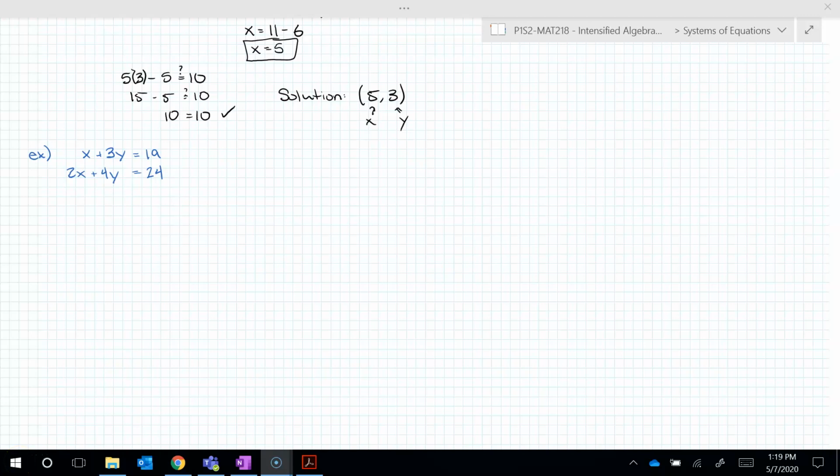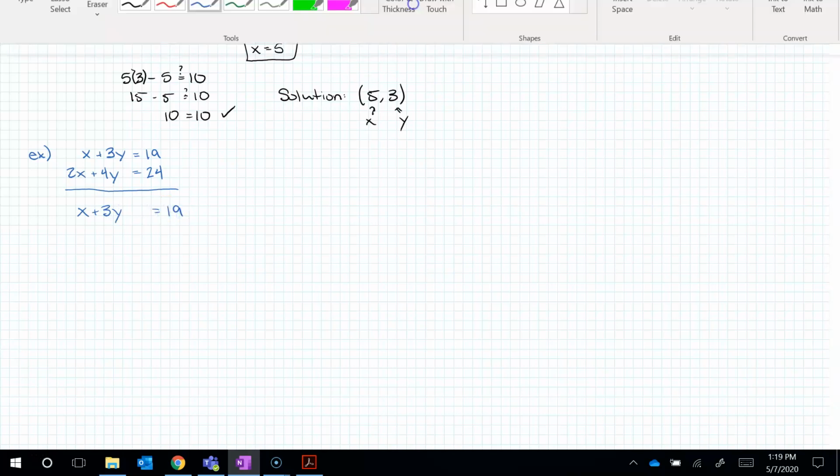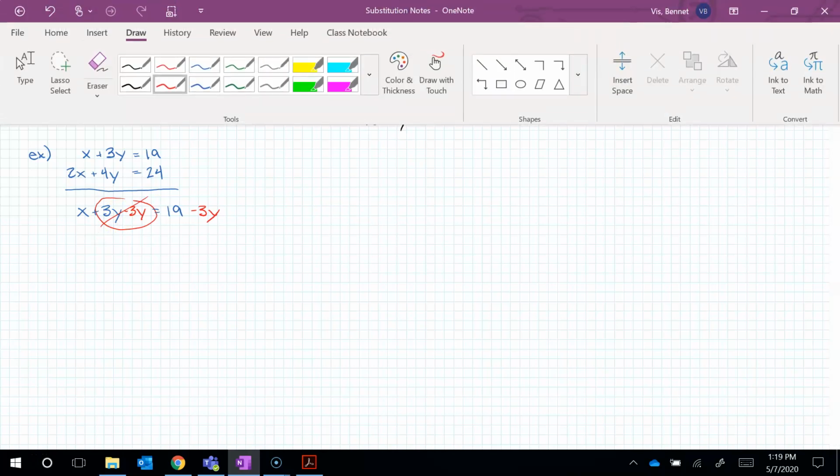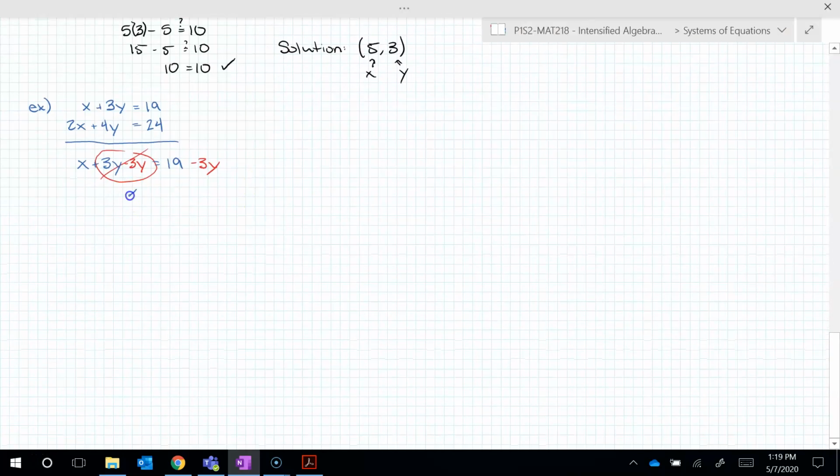The answer to that is no. But in this first equation, the only thing I would need to do to get x by itself, let's just rewrite this down below here, is subtract 3y from both sides. I have x plus 3y equals 19. Let's get the x by itself by subtracting 3y from both sides so that that goes away. All right. So then I have x equals 19 minus 3y.